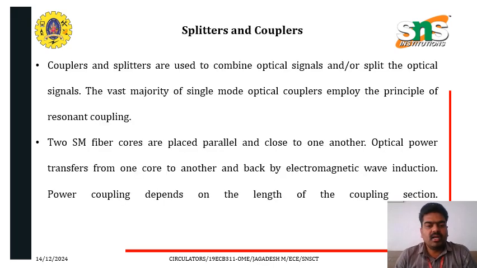Couplers and splitters are used to combine optical signals or split optical signals. The vast majority of single mode optical couplers employ the principle of resonant coupling. Two SM fiber cores are placed parallel and close to one another. Optical power transfers from one core to another and back by electromagnetic wave induction. Power coupling depends on the length of the coupling section.